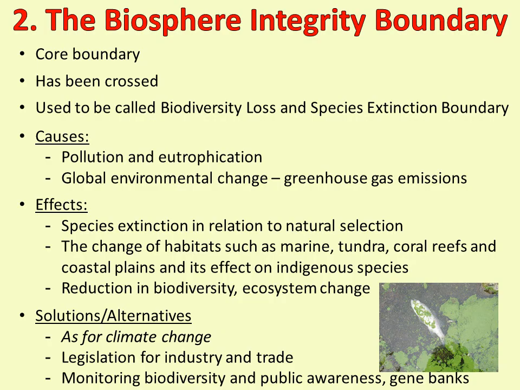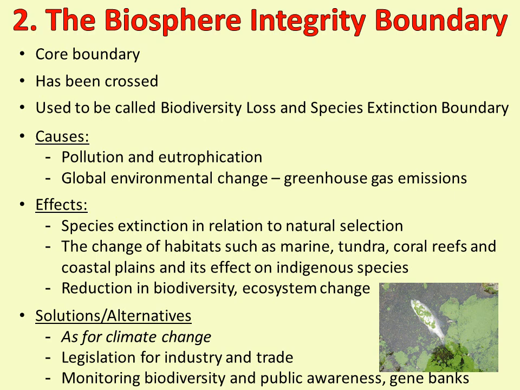The biosphere integrity boundary. We depend on the interactions between species in an ecosystem to recycle nutrients and carbon dioxide, but human intervention has led to environmental change occurring too quickly for natural selection to occur to enable species to become better adapted to their changing habitats, meaning that some species are not reproducing quickly enough to be maintained, and therefore this leads to species extinction and reduces biodiversity.